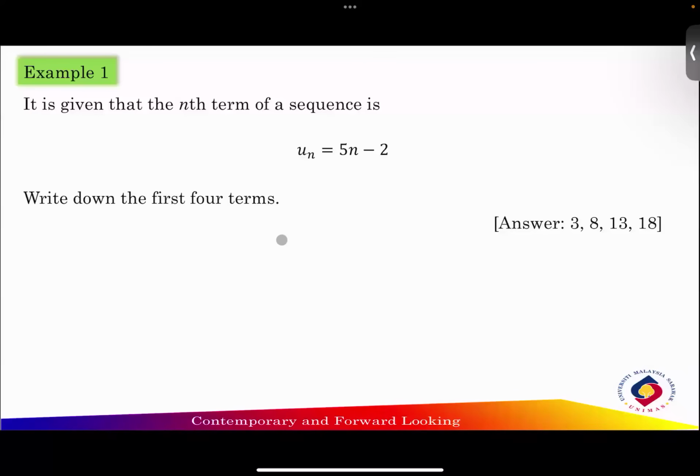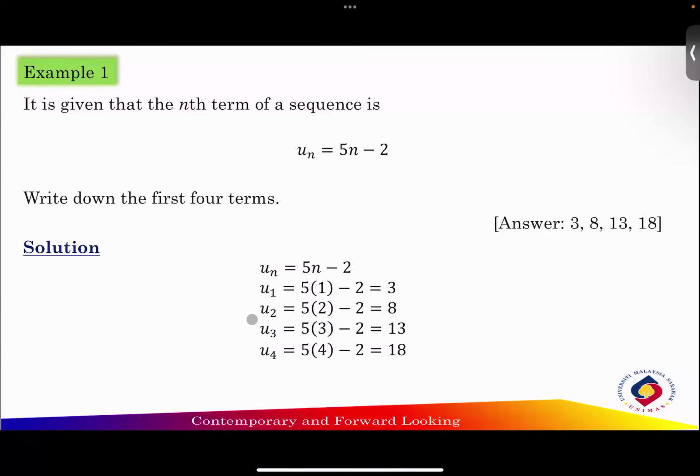Okay, so example number 1. It is given that the n-th term of a sequence is un equal to 5n minus 2. Write down the first 4 terms. Okay, let's try one by one. So let's see the solution. u1 is equal to 5, you substitute it with 1. If this one is 2, substitute with 2 and so on. You continuously do this.